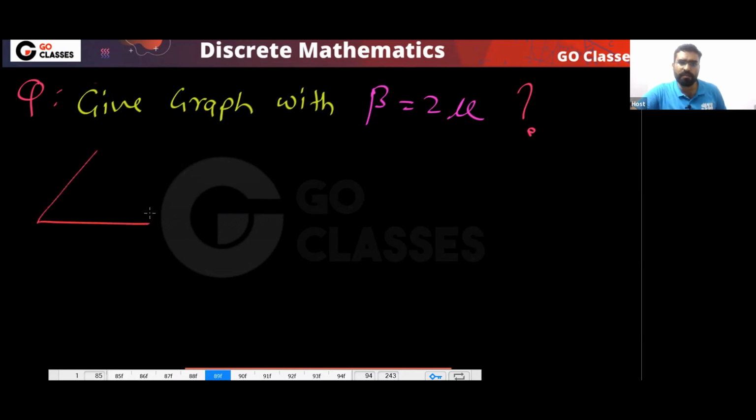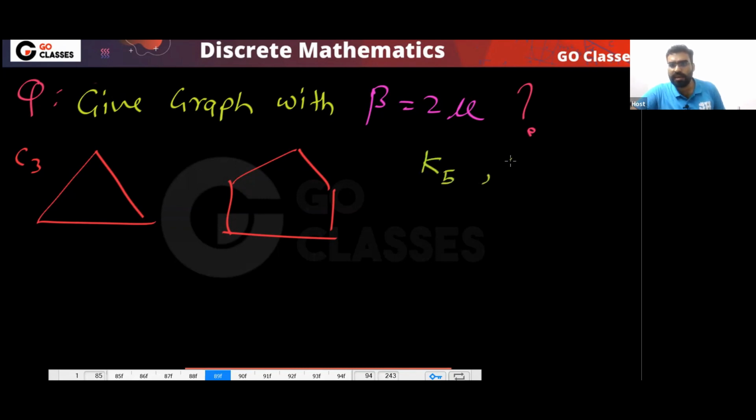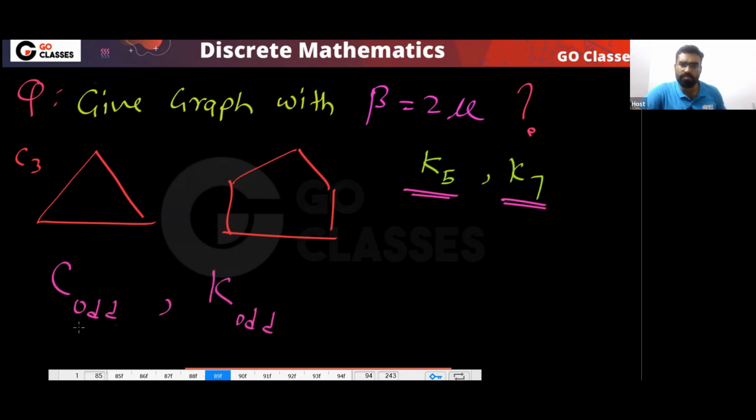Yes, odd cycle. You can give C3, you can give C5. You can also create K5, K7. You can also create a complete graph on odd vertices. Basically you can create C odd, or you can create K odd.